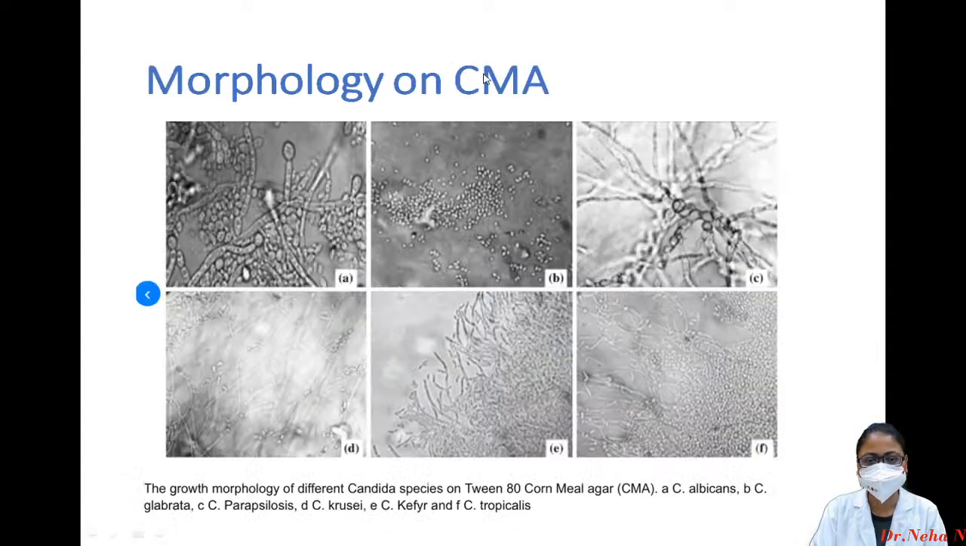Now, this is the morphology on cornmeal agar. On cornmeal agar, we can study the spores since it's a sporulating media. So, first is the Candida albicans. Here we can see terminal chlamydospores.